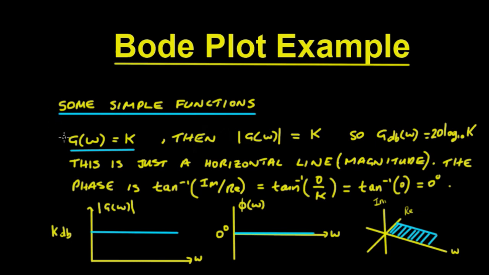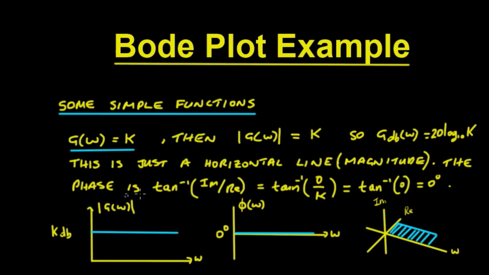So we'll look at the transfer functions of just a few simple functions, and we can use those to build up the complicated ones. So the first function is just going to be the transfer function g of omega is equal to a constant. So it means that the magnitude of this is just going to be the value of the constant there. So the gain in dB is going to be 20 log to the base 10 of that constant. So 20 log to the base 10 of a constant is just a horizontal line.